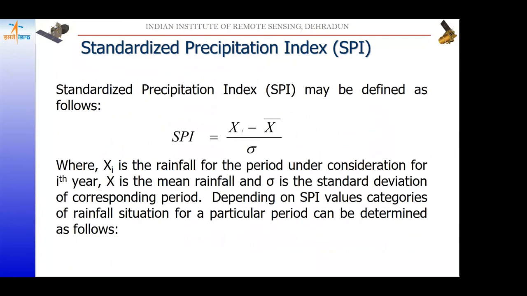The formula is defined as SPI equals xi minus x bar divided by sigma, where xi defines the rainfall for a particular period which we consider for an area, x bar defines the mean rainfall, and sigma defines the standard deviation of the data sets on a long-term basis.